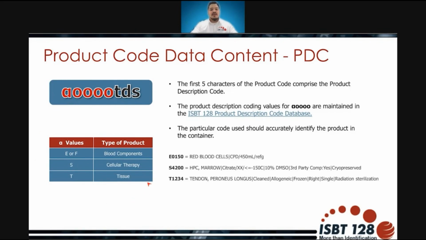Now, with this first position here, we use this to identify the type of product. And here's a quick table here. We use E to represent blood components, S for cell therapy, and T for tissue. Now, the full listings of MPHO types and what they're assigned can be found within ST001, section 2.4.3. Currently, for blood components, we use values E, B. We won't be moving to F until we've completely exhausted the E value.